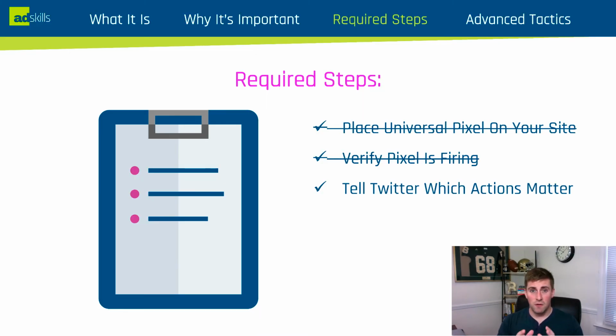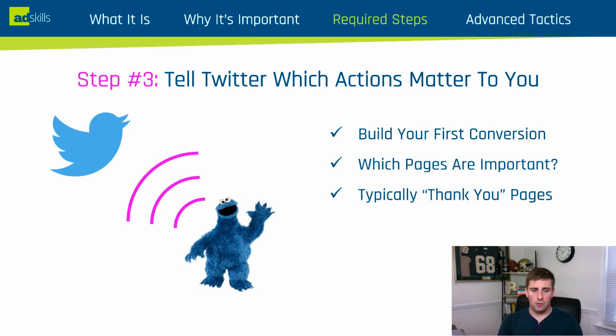Now that you've gone through and verified that your pixel is working, all you have left to do is go through and tell Twitter which actions matter to you. And that's what we call building your conversions. So what we're going to do is go through and tell Twitter, so we've got our cookie monster on our page, it's going to be able to track across all the pages of our website. And now what we want to do is go through and create rules.